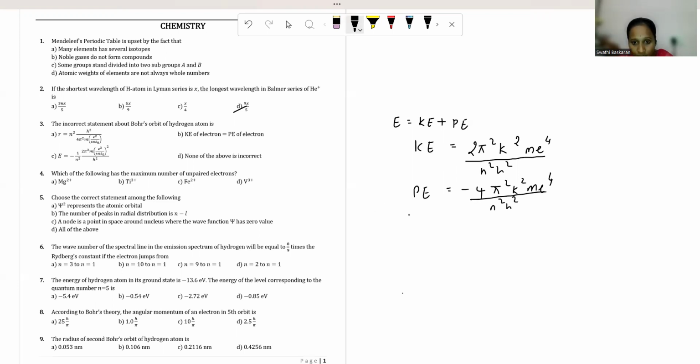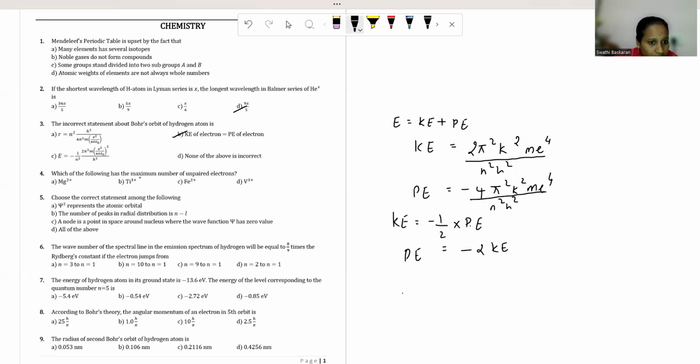And in simpler terms, if you want to understand how potential energy and kinetic energy are related, you can also write it as kinetic energy is equal to minus 1 by 2 into potential energy, or potential energy will be equal to minus 2 into kinetic energy. So these are the two relationships in which they are related, and hence option B is the incorrect statement for the third question. Hope you are understanding, students. Now let us take up the next question.